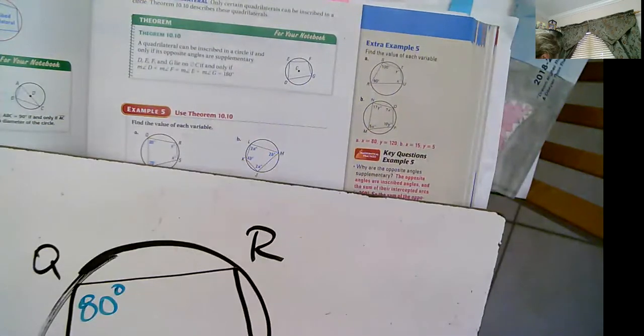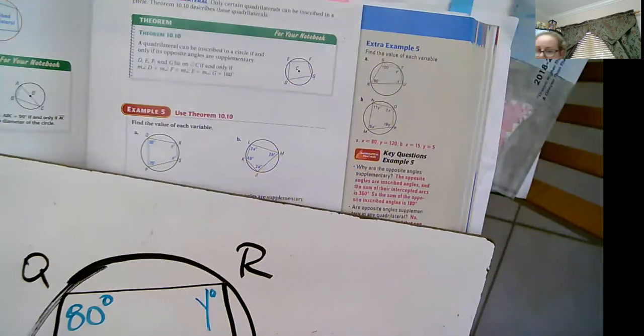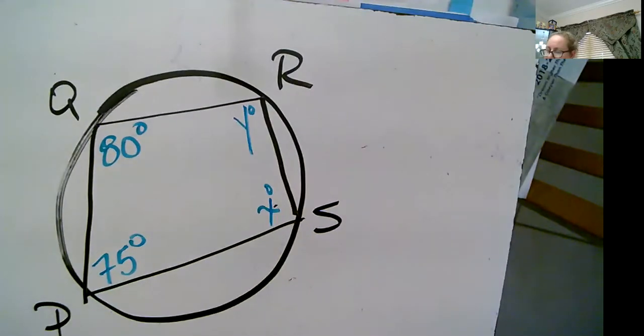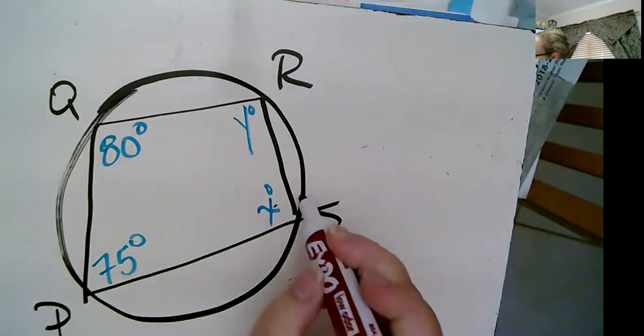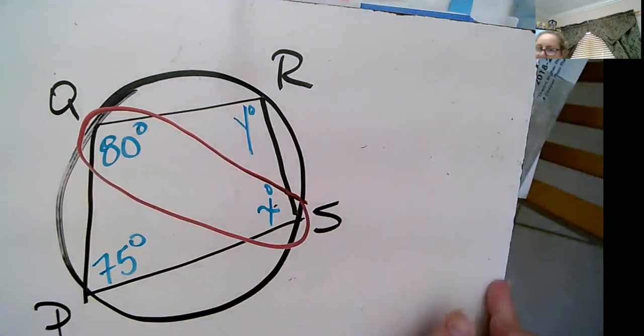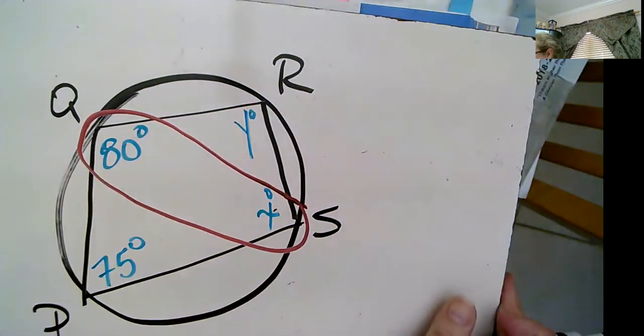So this is 80, 75, Y degrees, and X degrees. So it wants us to find each value. So here's our first one. So to find X, we're going to look at the opposite ones. So according to our theorem, it says that these two are supplementary. That means they need to add up to 180.